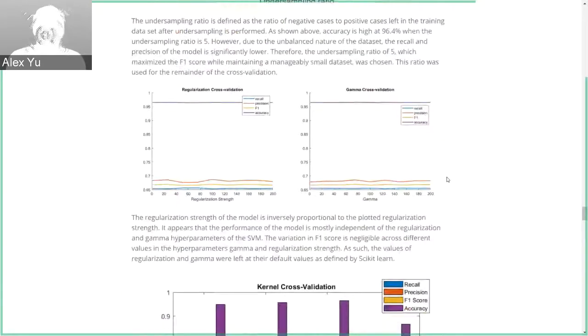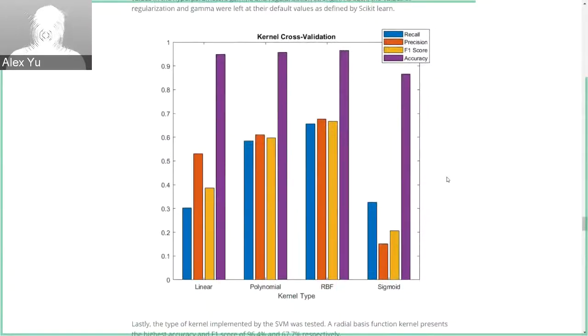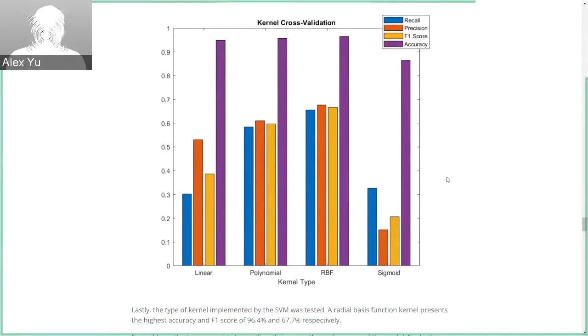The next two figures show the results of the regularization and gamma hyperparameter validation, and we see that these two parameters have little to no effect on the overall model. Lastly, we tested different kernels, with the radial basis function kernel giving us the highest F1 and accuracy scores, the polynomial kernel of order 3 being a close second.